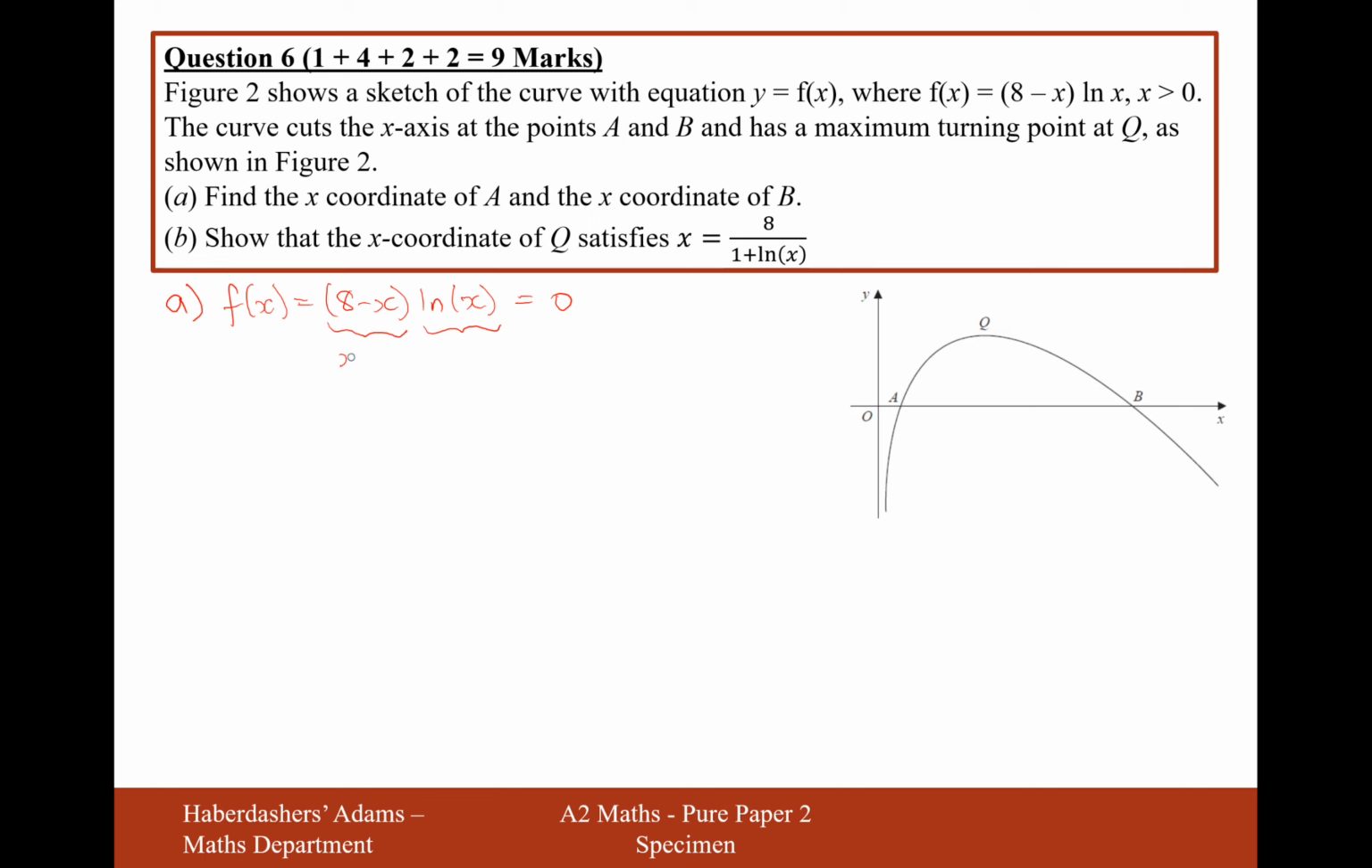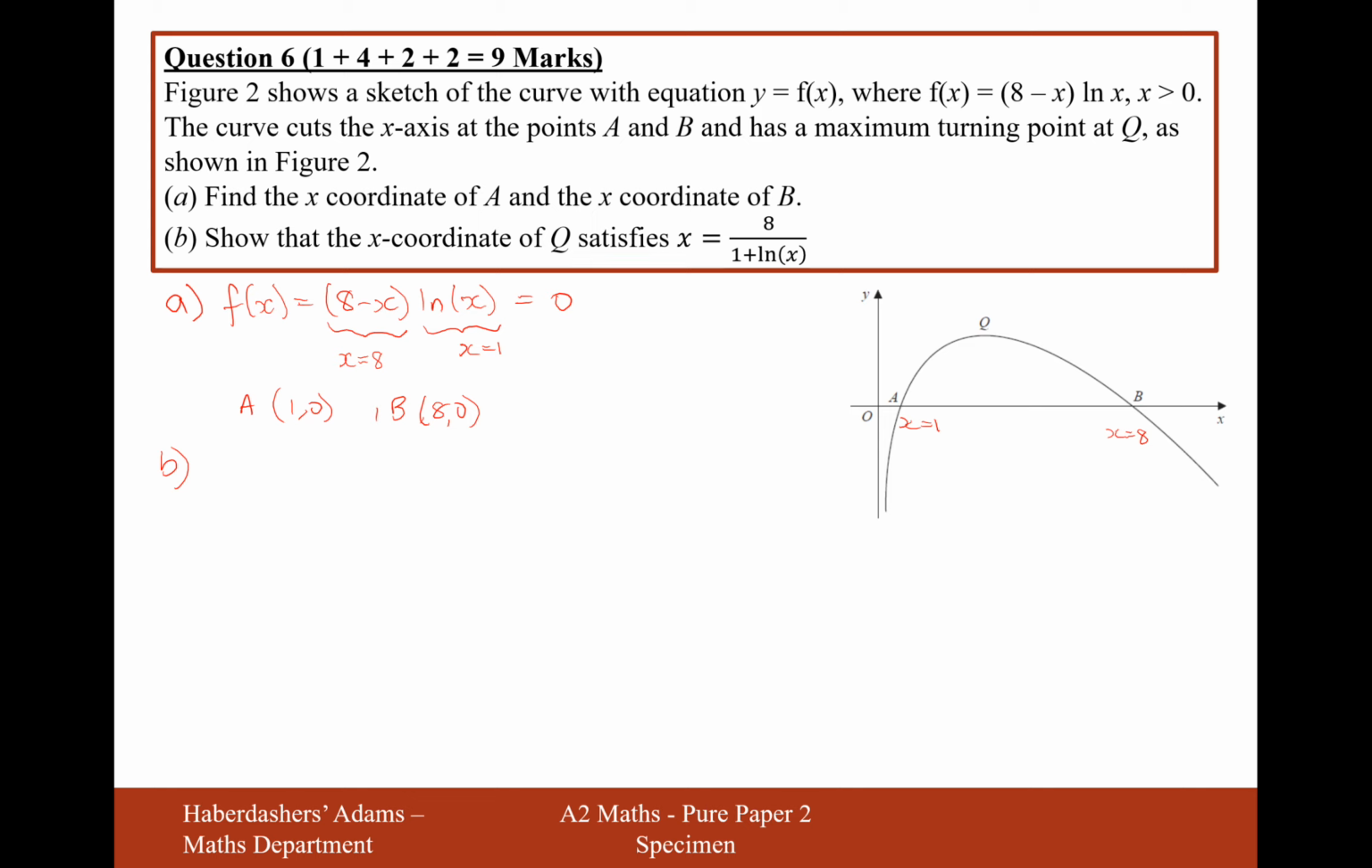Well, the first one, x needs to equal 8. That will make this bracket equal 0, so therefore the output will be 0. And what value of x makes ln 0? Well, ln of 1 makes 0. So A is when x equals 1, and B is when x equals 8. So there we are, the coordinates are A, which is 1, 0, and B, which is 8, 0.